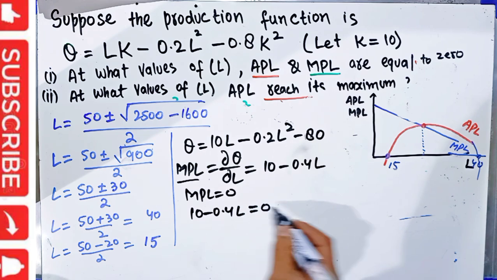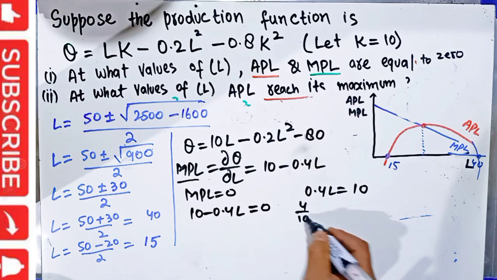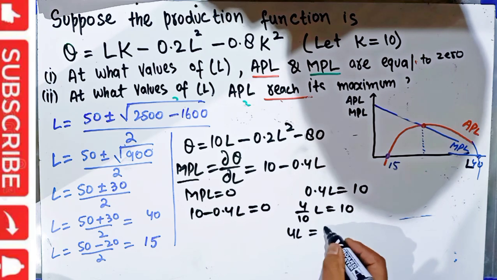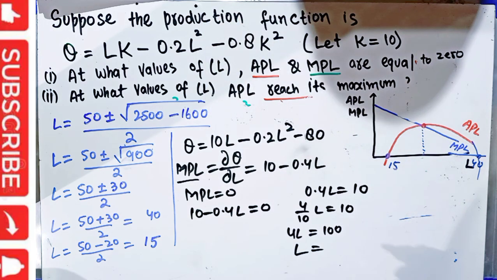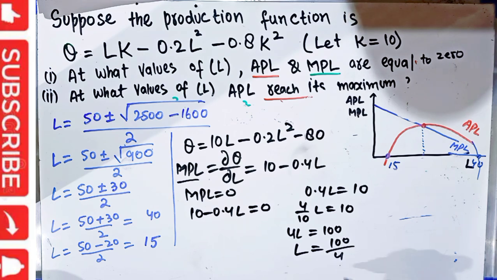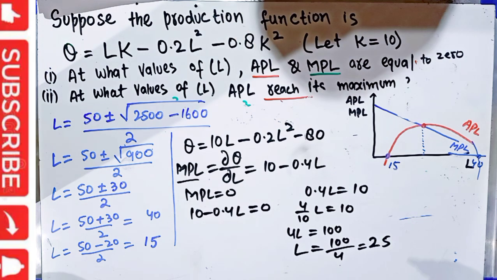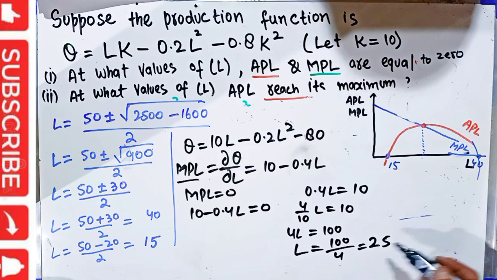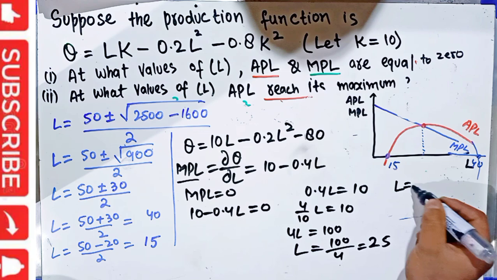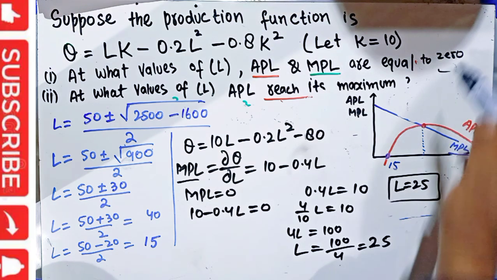So 10 minus 0.4L is equal to 0, or 0.4L is equal to 10, or 4 upon 10 L is equal to 10, which means 4L is equal to 100, or L is equal to 100 upon 4. That means the marginal product of labor is 0 when L is equal to 25. Okay, so this was the first part.